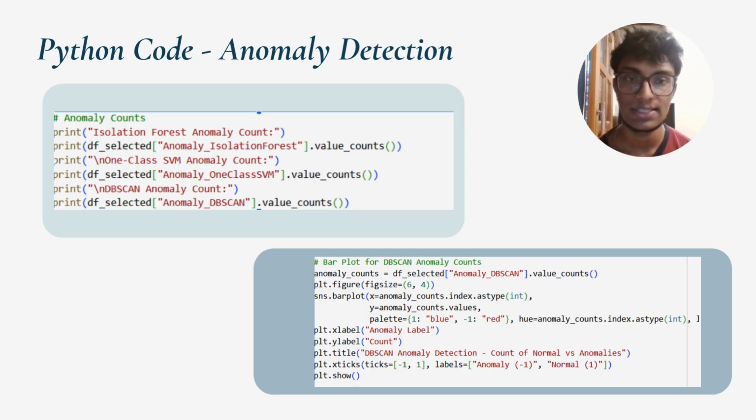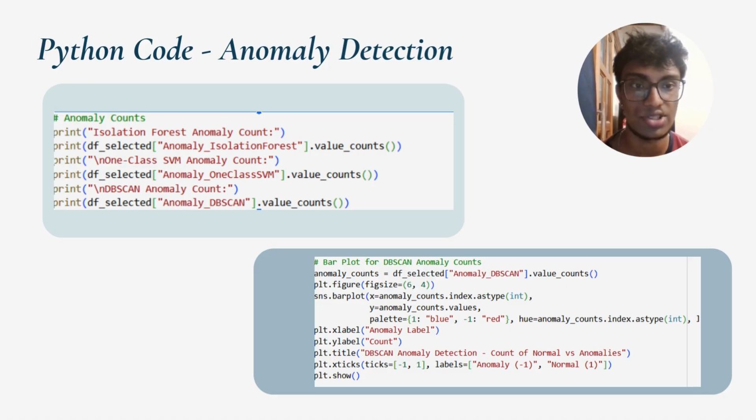This code analyzes and visualizes the anomaly counts detected by the isolation forest, one-class SVM, and DBSCAN models. It first prints the number of anomalies and normal cases for each model by using the value_counts function on the anomaly labels. Since anomalies are represented as -1 and normal cases as 1, this helps in comparing the proportion of detected anomalies across the different models.